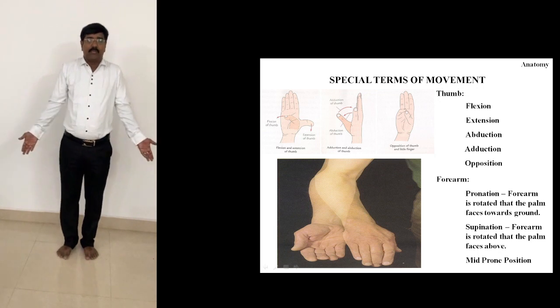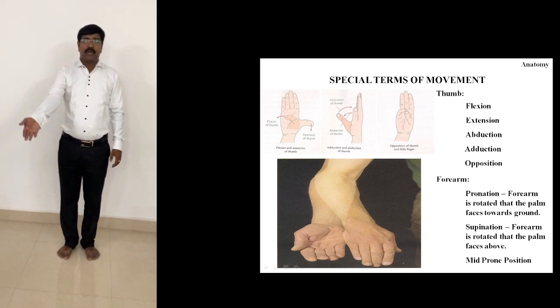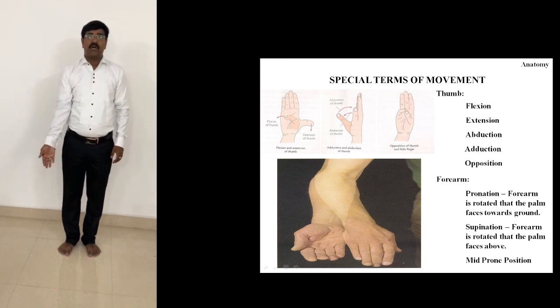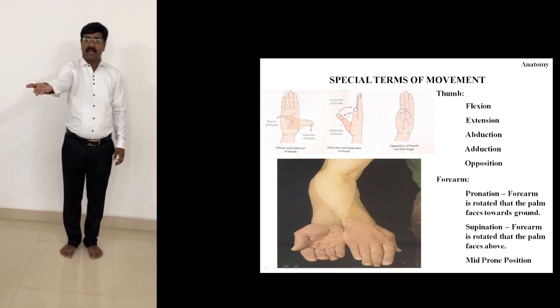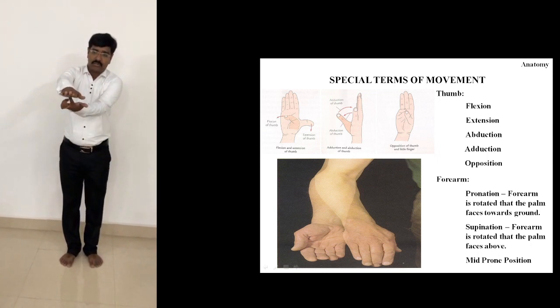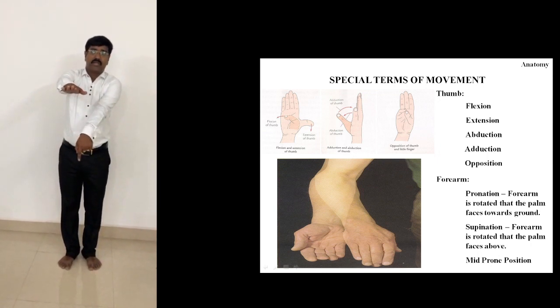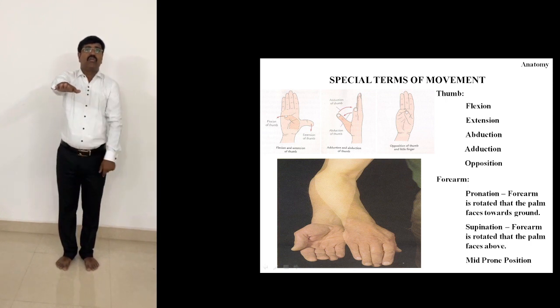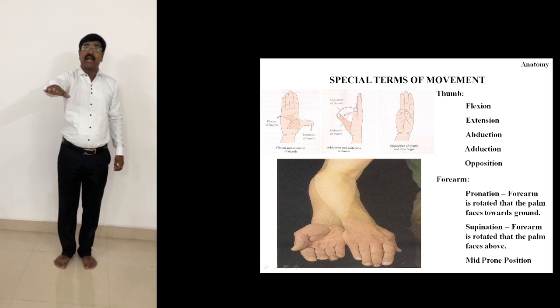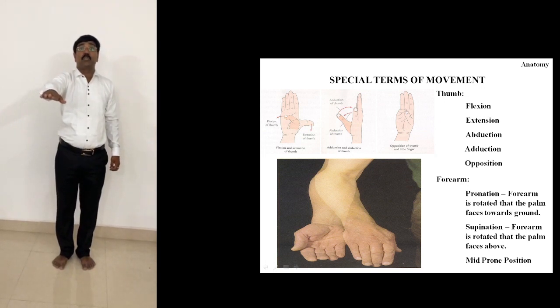Now I am standing in my anatomical position. I take my hand and rotate it posteriorly, so that the palm is facing posteriorly towards the ground. This is called pronation. Once the pronation is done, again I come back to the normal position, called supination.